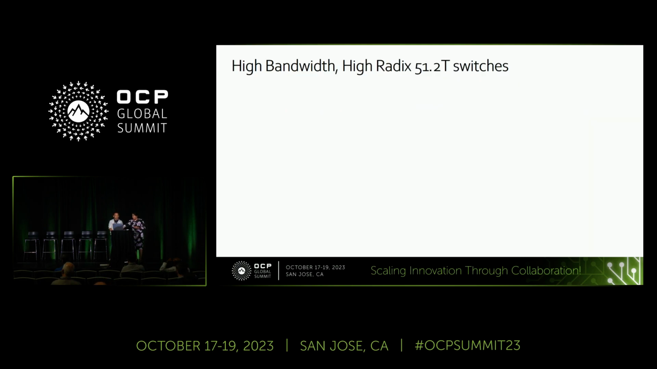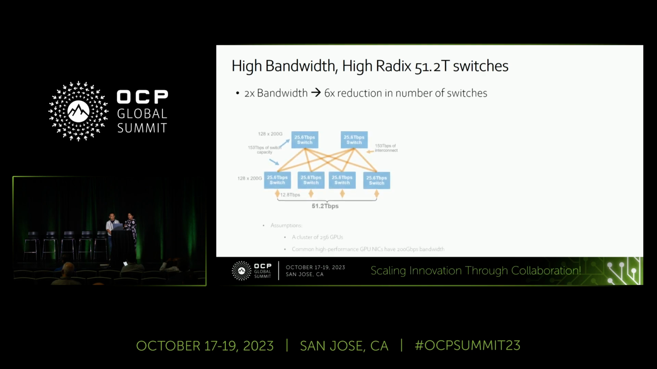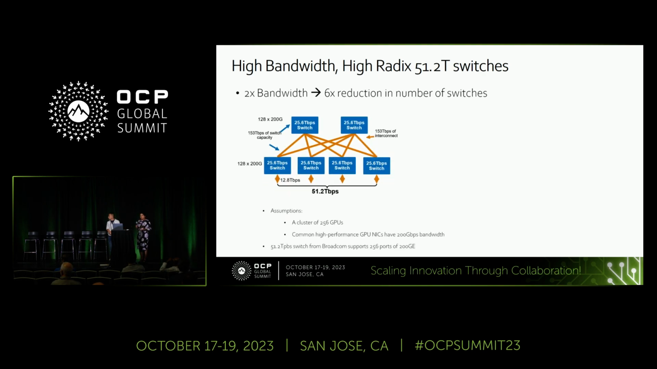Okay. Let me talk about how the high bandwidth, high radix switches help here. Doubling the bandwidth is actually helping with a 6 times reduction in the switches. I'll show you how. Say you have a cluster of, let's consider a small cluster of 256 GPUs. Using a 25 tera switch, in order to be able to connect all the 256 GPUs, assuming there is no oversubscription, you will need at a minimum 4 TORs.